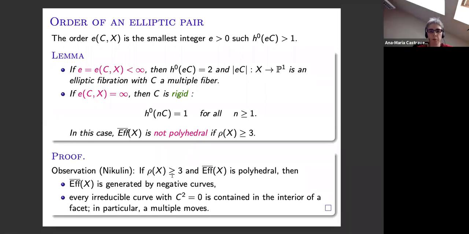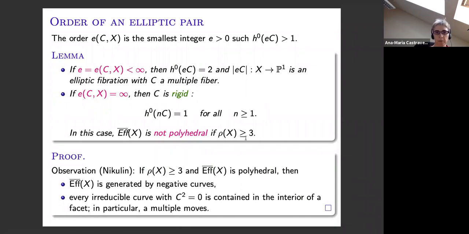For the second part, if you have a surface with Picard number at least 3 and a polyhedral effective cone, then you can prove that the effective cone must be generated by negative curves, and every reducible curve with square 0 has to be contained in the interior of a facet of this polyhedral cone. So in particular, multiples of C will have to move. You cannot have the curve C be rigid. This last observation comes from the light cone of classes with positive self-intersection, which will have to be contained in this cone, but if the Picard number is at least 3, this is a round cone. And so you use that to argue that such a class C with C square equals 0 has to be contained in the interior of a facet.